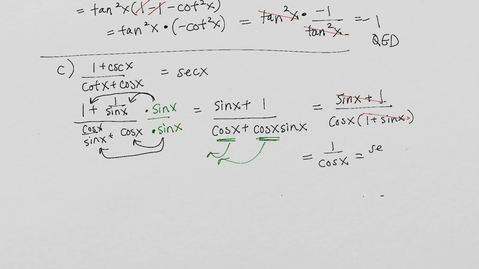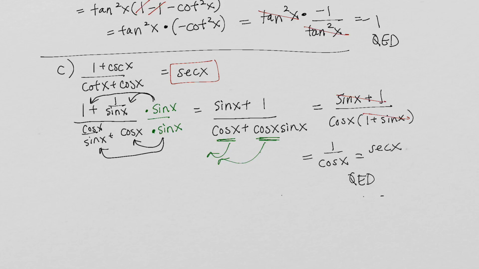Well, that's great because that's secant of x, and if you remember, that was what we were trying to show. So we started with the left-hand side, simplified, simplified, simplified, and ended up with the right-hand side, so we're all done. Okay, I hope that makes sense.